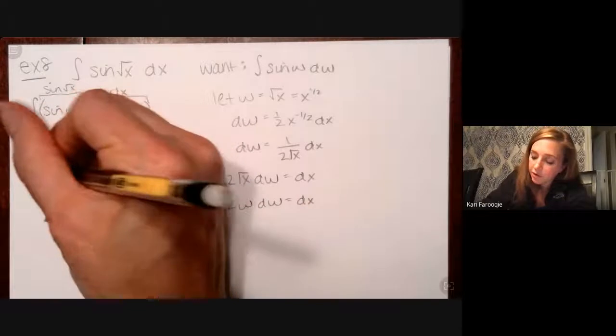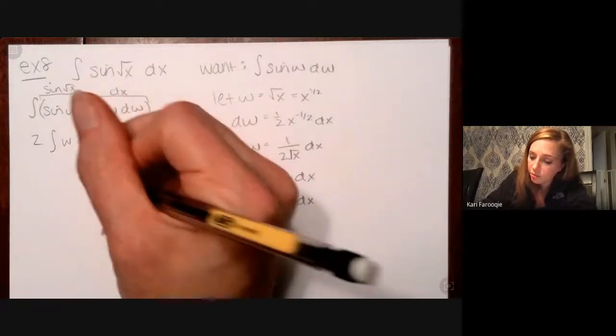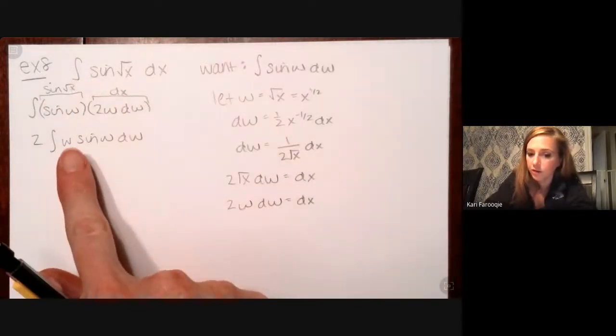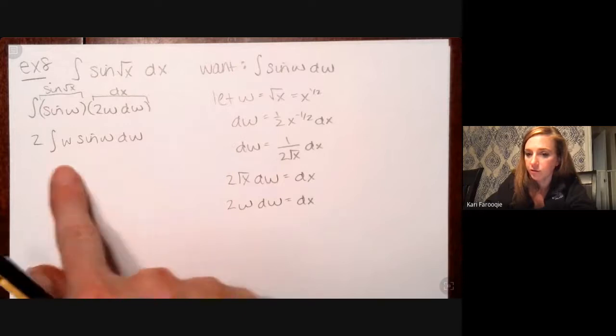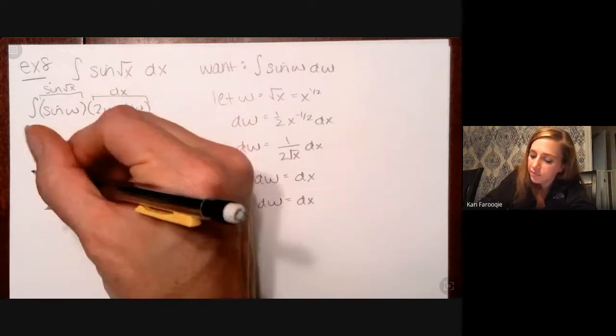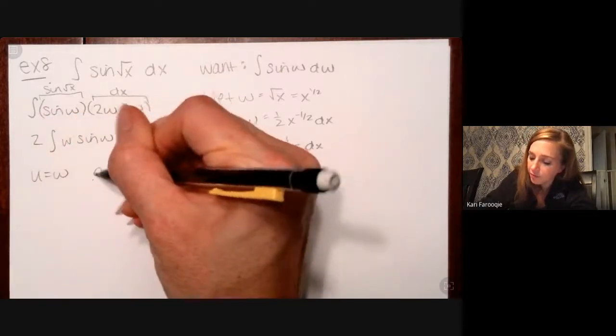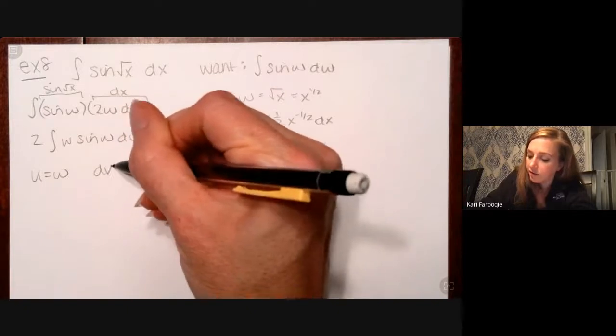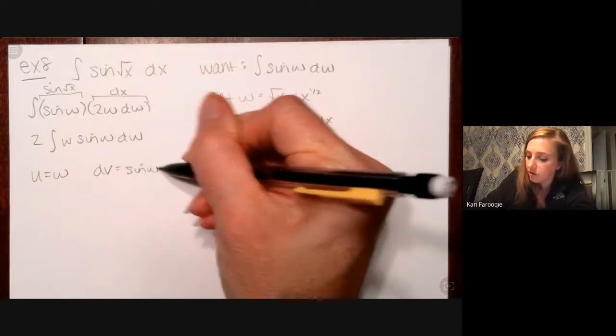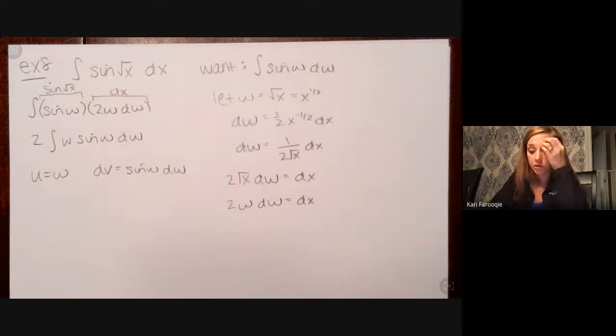But I'm going to do an integration by parts here, just because I have the product of two functions in my integrand. So we're going to let u be w, and dv will be sine w dw. I know there are so many variables running around now that it seems kind of confusing.